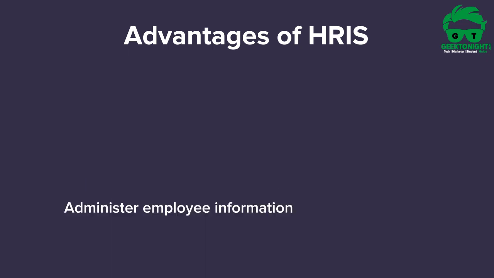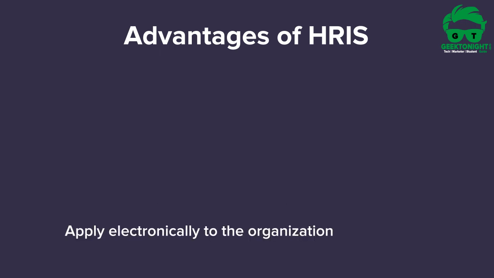And the sixth one is administer employee information. It also helps in streamlining the administration of employee attendance, leave records, employee benefits. Employees can mark their attendance electronically, apply for leaves online. New employees may electronically enroll in benefit plans. Current employees can log onto the system, monitor and update their leave records, current benefit coverage, and other important information throughout the year. The next one, apply electronically to the organization.